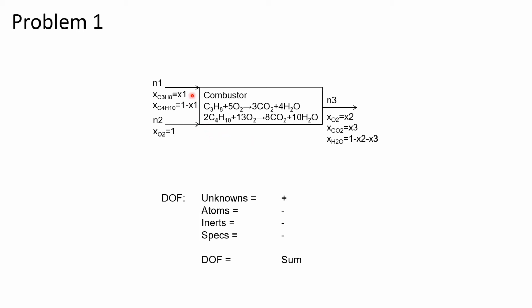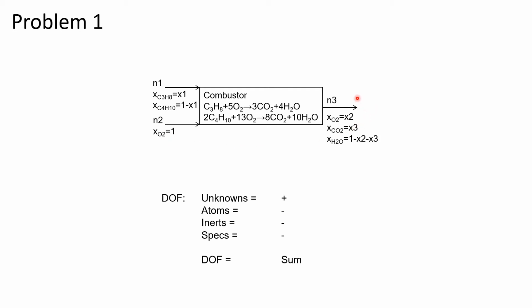In terms of the flow rate of the feed hydrocarbons over here, we're told nothing. We're not told the flow rate nor the composition. So we write down N1 for the flow rate, X1 for the composition of the propane, and 1 minus X1 for the composition of the butane, since these two have to sum to 1. We're reacting it with pure oxygen, so the stream, which we don't know the flow rate of, we label the flow rate as N2, and the mole fraction of oxygen is 1.